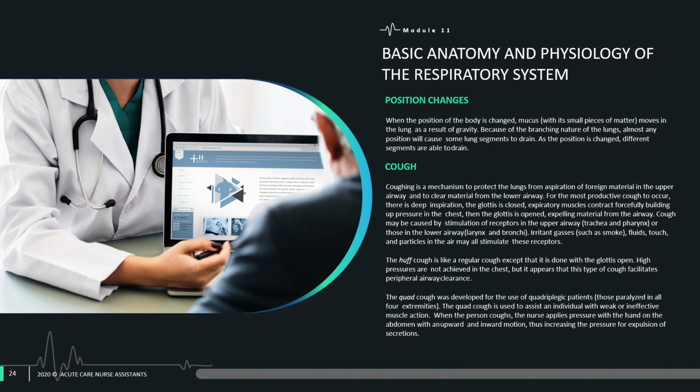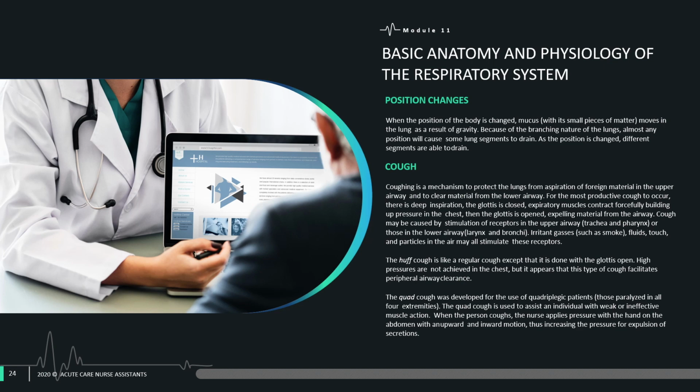Cough may be caused by stimulation of the receptors in the upper airway, the trachea and pharynx, or those in the lower airway, the larynx and bronchi. Irritant gases such as smoke, fluids, touch, and particles in the air may stimulate these receptors. The huff cough is like a regular cough except that it is done with the glottis open. High pressures are not achieved in the chest, but it appears that this type of cough facilitates peripheral airway clearance.